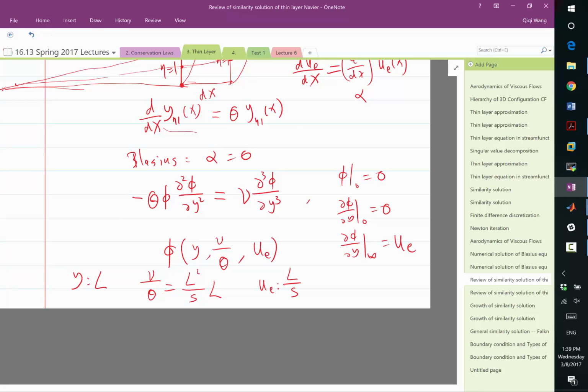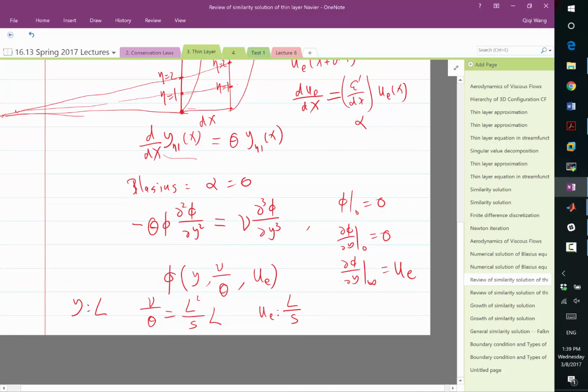In this case, we have the luxury of only getting one non-dimensional parameter, and this is the eta we are going to get. It's pretty easy to do because y has a length scale, and nu over theta has length scale cubed over s, and ue has L over s. So if you divide these two, we can get rid of s.